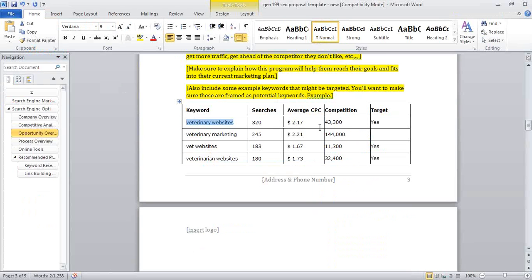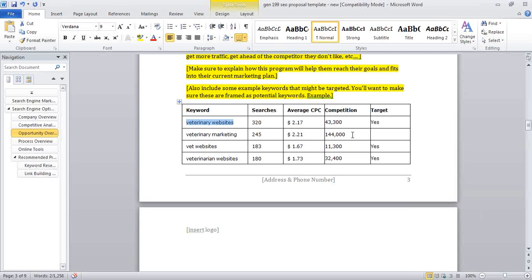Then I would walk through those and do an analysis, knowing their budget, roughly what they might be willing to pay, and connect whether or not that should be a target. For example, veterinary marketing just seemed a little out of sync. It has 245 searches, 144,000 pages in the Google index that have that exact phrase on it. That one might be a little tough depending on where the client currently ranks. If they were maybe on page 2, maybe it's worth including.